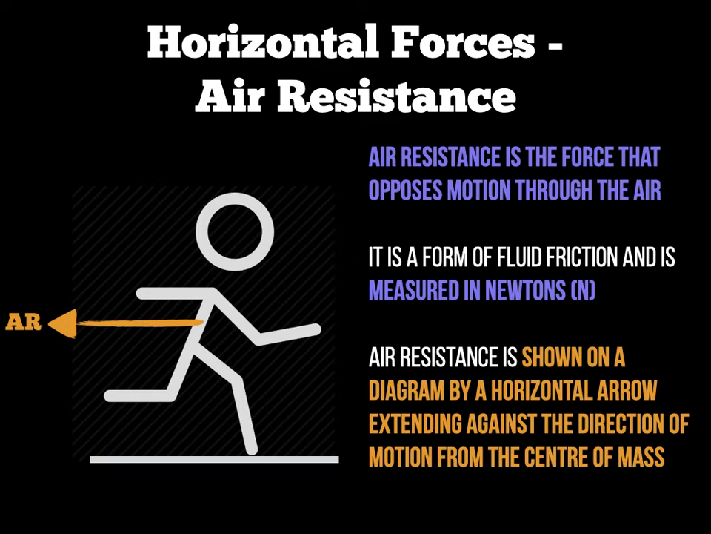So it would look like this. So air resistance, if I was running to the right, or if the stickman diagram is running to the right, the air resistance line goes the opposite way. Please make sure you've drawn this diagram in your notes so you understand how to put the air resistance line on it.